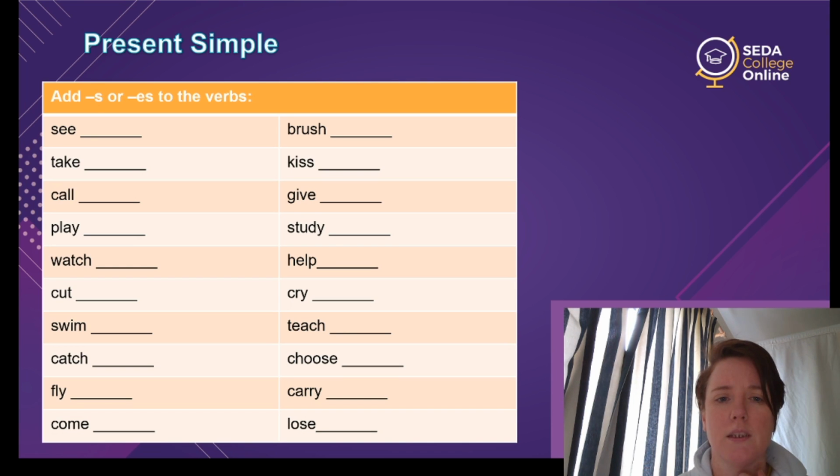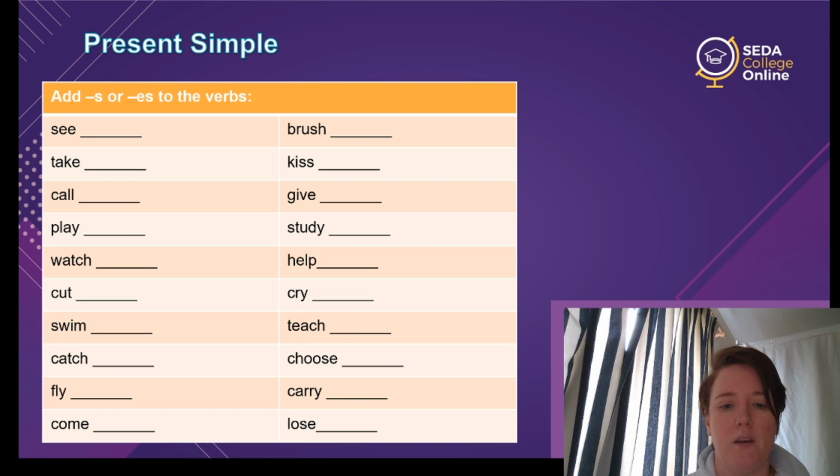Come, brush, kiss, give, study, help, cry, teach, choose, carry, lose. So I just want you to sit there and look, and while you're doing them, as I said, look at the word watch. That's got CH at the end. What do I add to CH? And then fly has Y. Remember with the Y, what do we do with the Y, and what do we add to that?